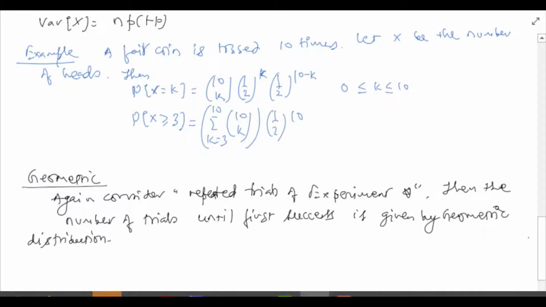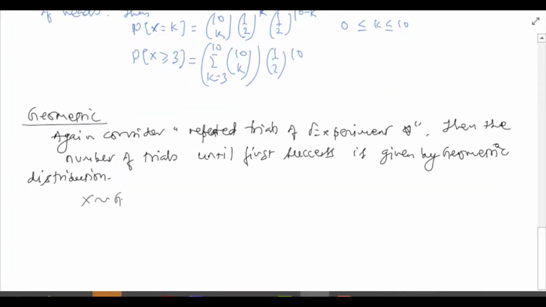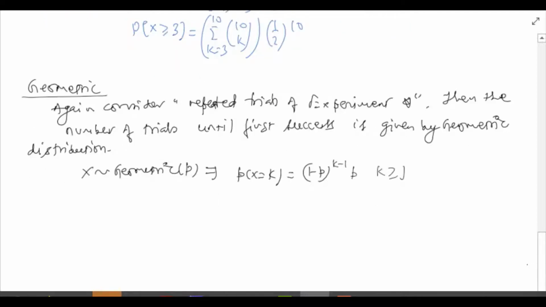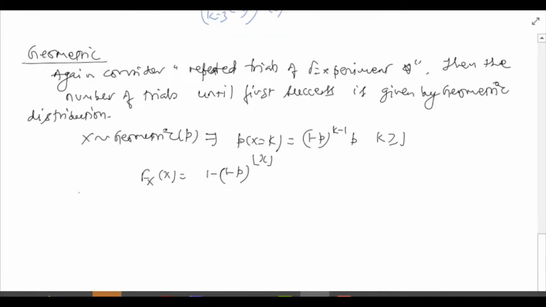Okay, so if X is a geometric random variable with parameter p, then its PMF is given by probability of X equal to k is 1 minus p raised to k minus 1 times p. Here k is a number greater than or equal to 1. In this case, the CDF of the random variable X, F_X, can be written as 1 minus (1 minus p) raised to floor of x.